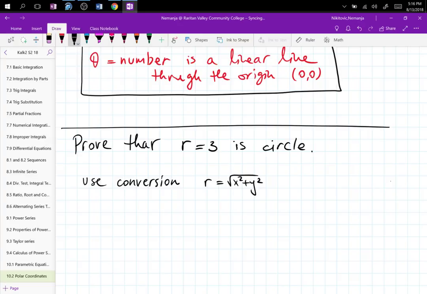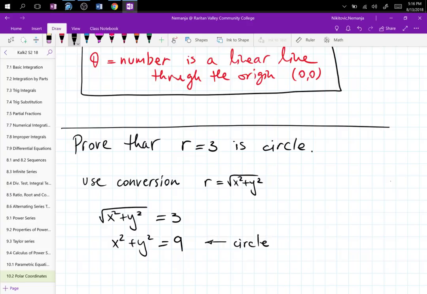So now I have, instead of r, the square root of x squared plus y squared equal to 3. Square both sides and you get x squared plus y squared equals 9. Well, that's the circle with radius 3 in Cartesian coordinates. Yay! Right? So, circle.